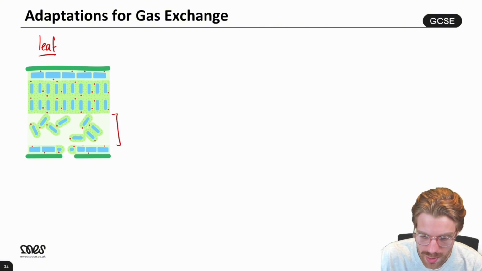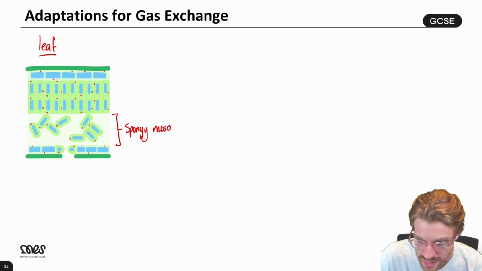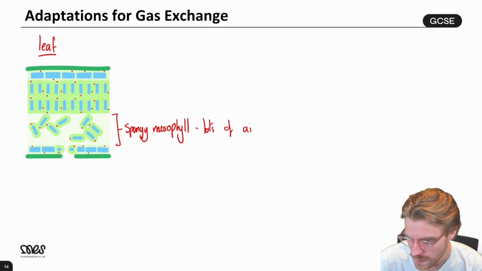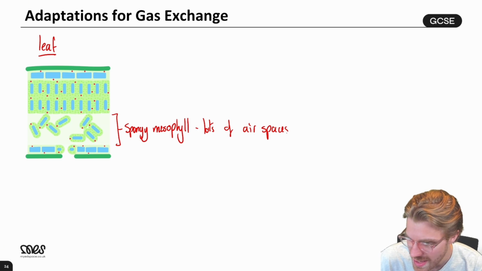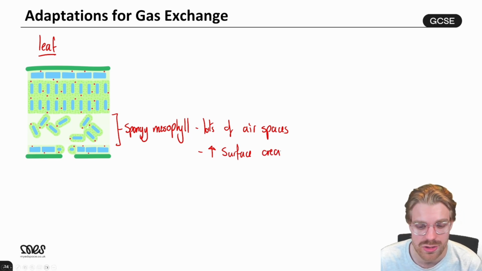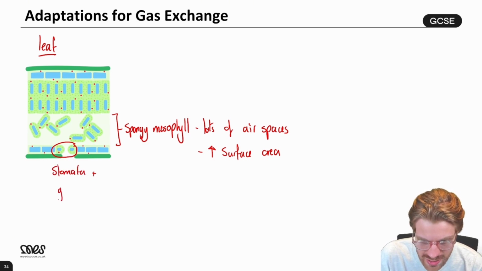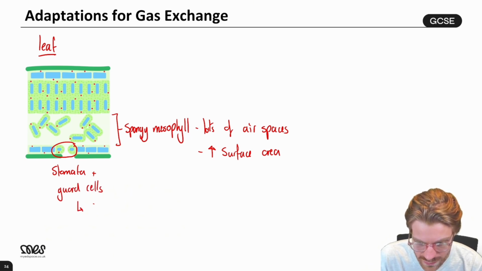Now, we have a part of our plant leaf here called the spongy mesophyll. The spongy mesophyll is where the majority of the gas exchange is taking place, and we can see that it has lots of air spaces. And by having lots of these air spaces, it also increases the surface area, and that is going to increase our rate of diffusion. We also have the stomata and the guard cells. Now, the stomata and guard cells control the movement of gases in and out of the leaf.